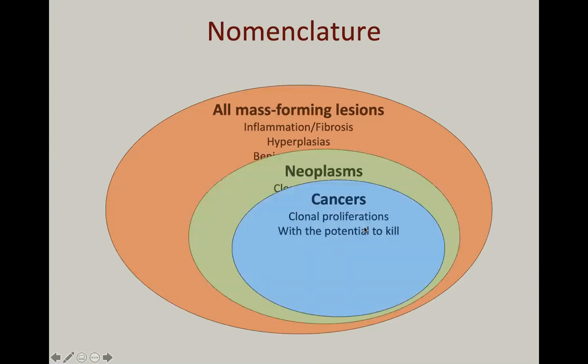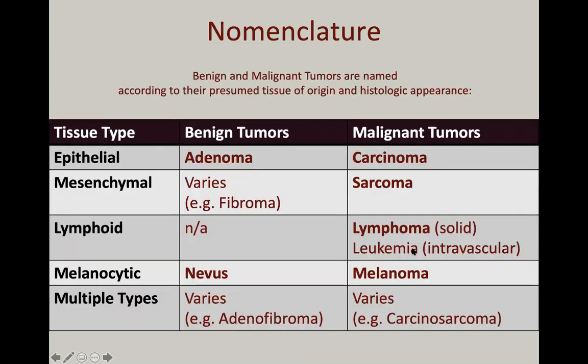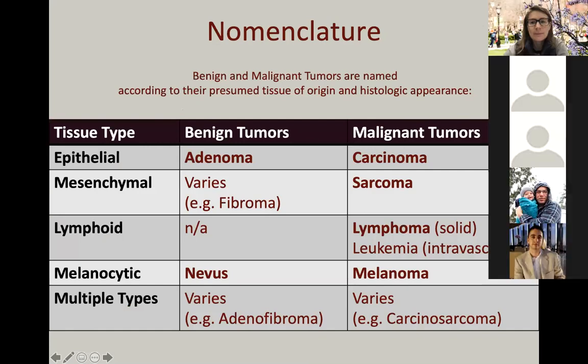Of course, within neoplasms, we have malignant neoplasms or cancers, basically with the potential to cause significant morbidity or mortality, as I'm sure you all know. So benign and malignant neoplasms are named according to their presumed tissue of origin or histologic appearance. So tumors of epithelial tissues, if they're benign, are adenomas, if they're malignant, carcinomas. Tumors of mesenchymal tissue, if they're malignant, are called sarcomas. If they're benign, the name changes depending on what benign entity they recapitulate: fibroma, chondroma, etc.